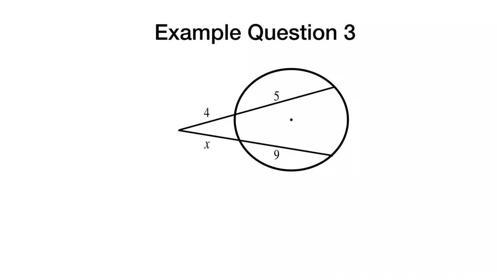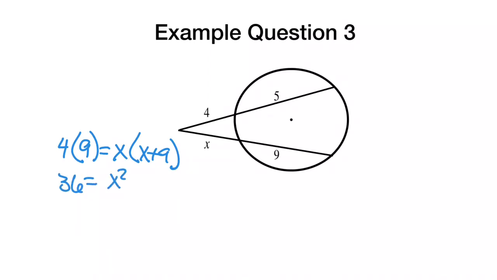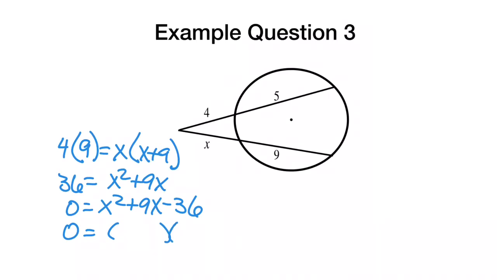So we're going to have 4 times 4 plus 5, which is 9, equals x times x plus 9. So 36 equals x squared plus 9x. I'm going to subtract the 36 to the other side. And now I'm going to factor. We'll reverse distribute here, reverse FOIL.